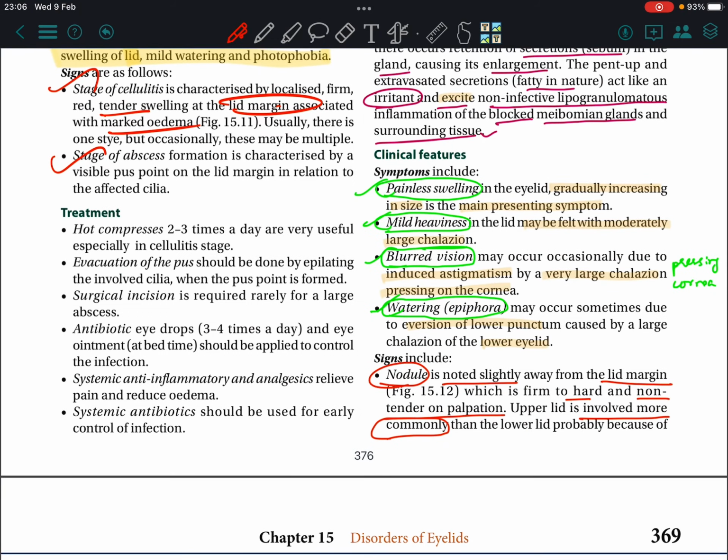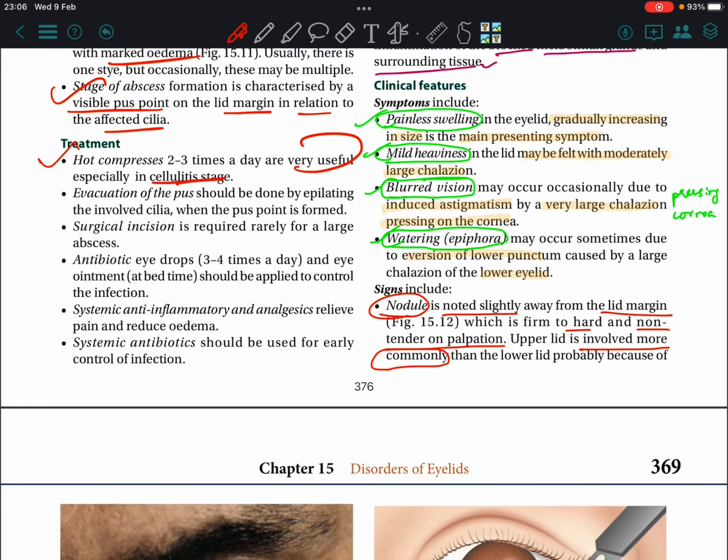Stage of abscess formation is characterized by a visible pus point on the lid margin in relation to the affected cilia. Treatment: hot compress 2 to 3 times a day is very useful, especially in the cellulitis stage. Evacuation of pus should be done by epilating the involved cilia when the pus point is formed. Surgical incision is required rarely, for a large abscess.